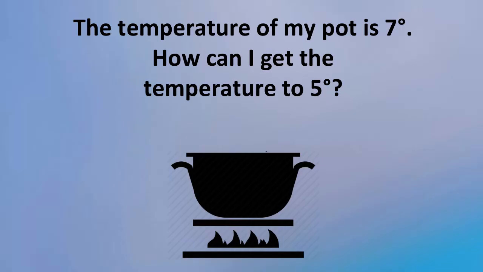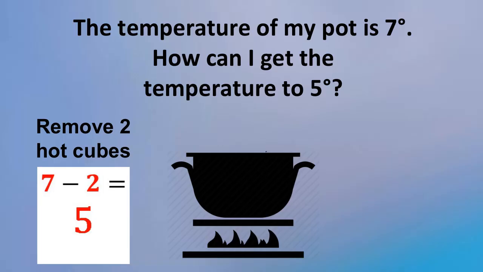So here's your turn to show me what you know. If the temperature in my pot is 7 degrees, how can I get the temperature to 5 degrees? How do you suppose I should do that? Take a second and share with your partner. One way you could have done it is just to remove 2 hot cubes. If I'm starting at +7 and take out 2 hot cubes, 7 minus 2, that gets me to 5 degrees.